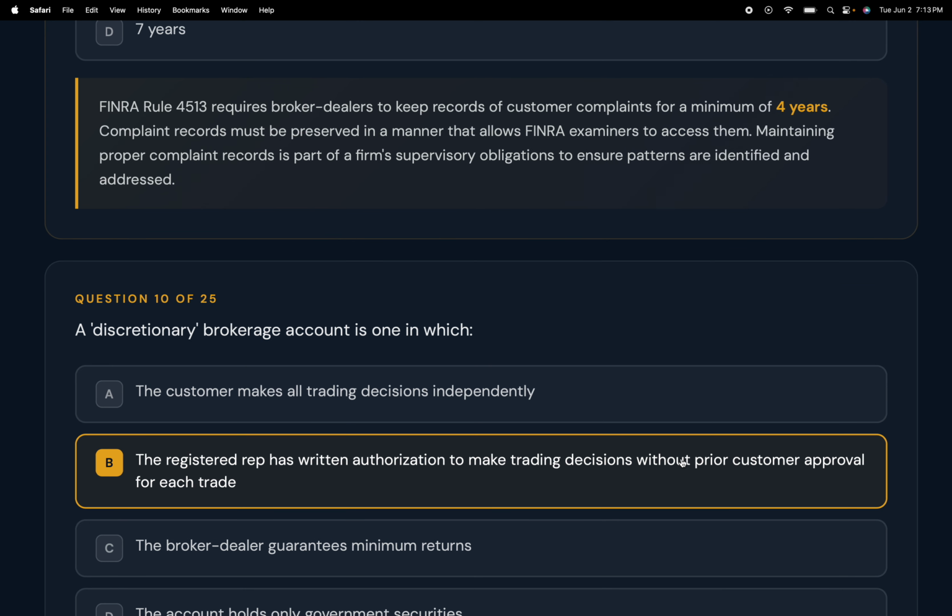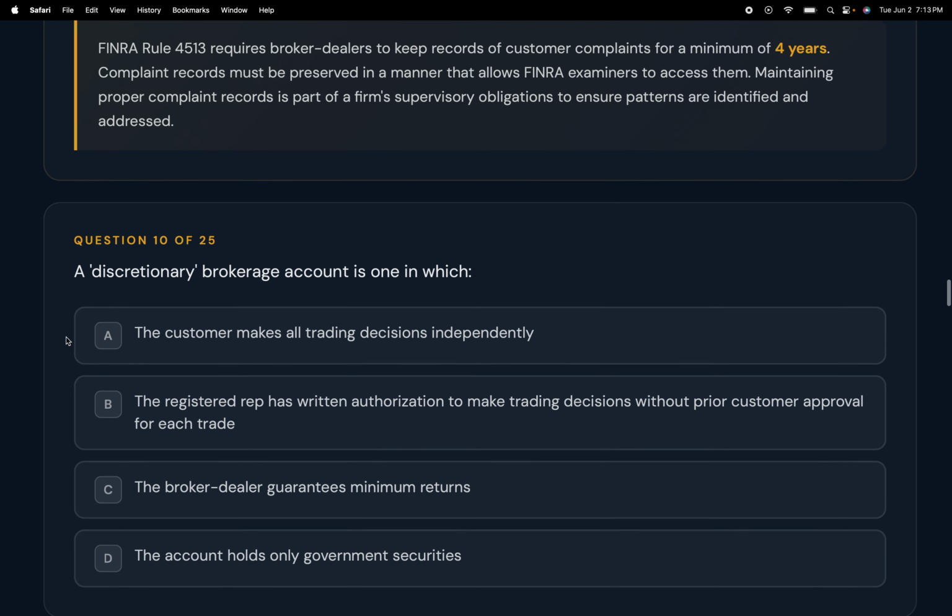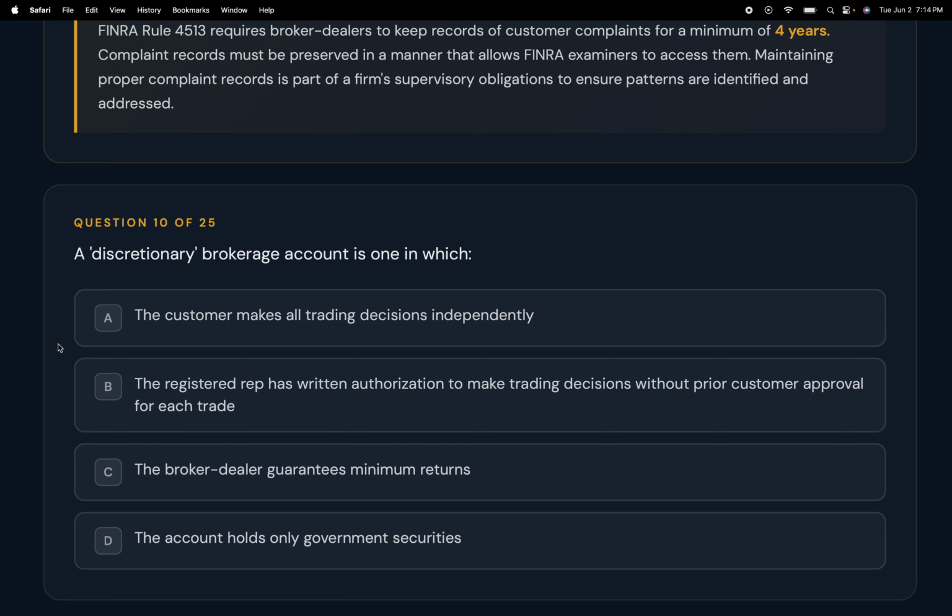Discretionary brokerage account is one in which, okay, some buzzwords here. I want you to write down discretionary equals 10,000. Custody equals 35,000. If you want to know what those two are, search it. Say, what is $10,000 in relation to discretionary? What is 35,000 in relation to custody? Because it'll probably come up at some other point. But let's get back to this.